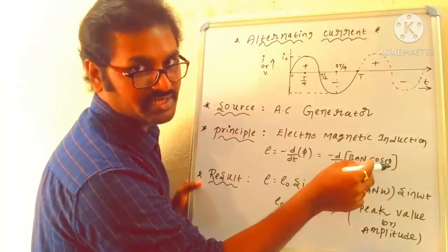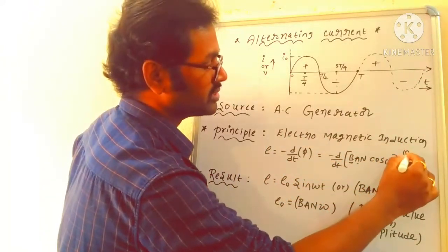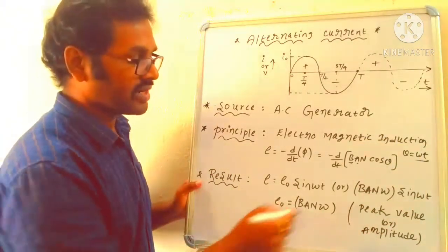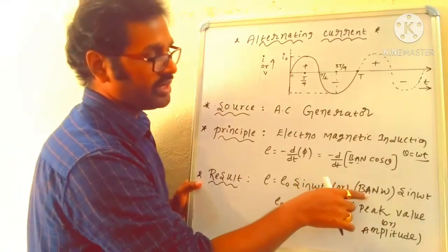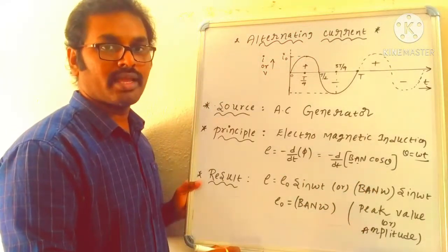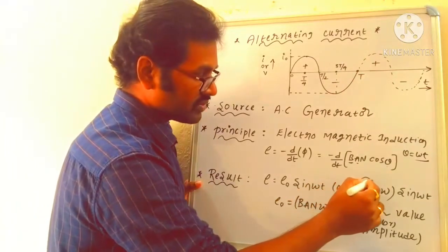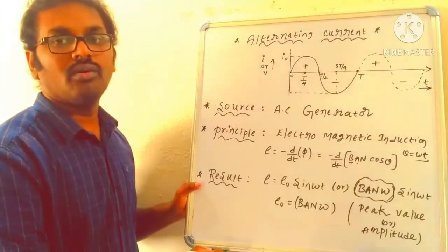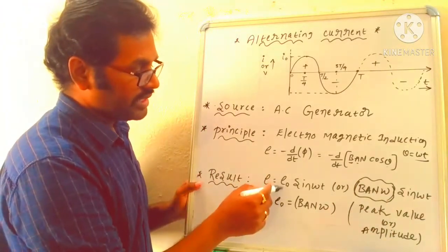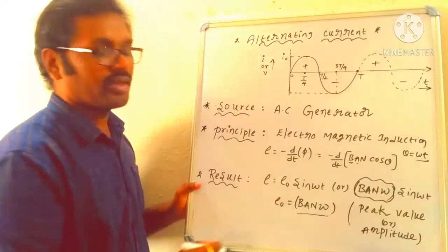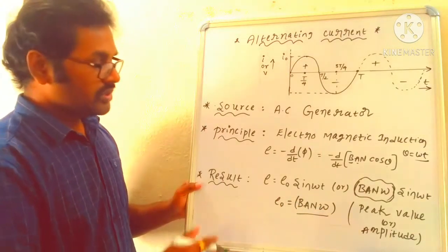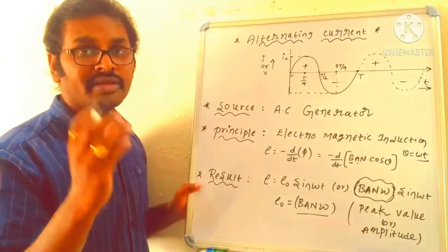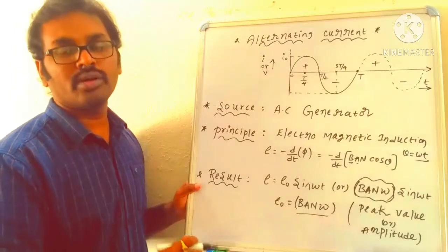We need to differentiate theta as omega t, right? Theta is equal to how much? Omega t. If you differentiate omega t, you will get omega outside. All together, you will get BAN omega into sin omega t. And this term, which is very important, is also called the maximum value of voltage. E naught is equal to BAN omega. So E is equal to E naught sin omega t is the expression for the alternating voltage.